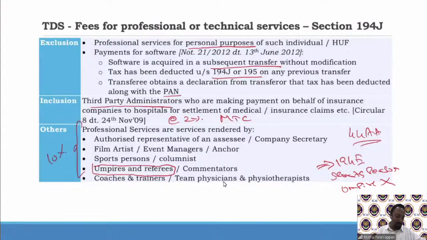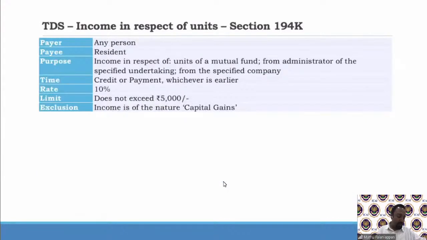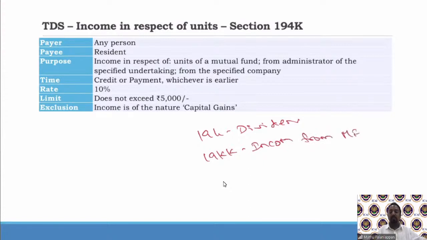So we'll move on to the next section, 194K. It is basically for income in respect of units. So we saw dividend, right? 194 dividend. So similarly, 194K is for income from mutual fund. When you receive from mutual fund, it is called income because it is not actually dividend as far as mutual fund is concerned. What you get from mutual fund is income.